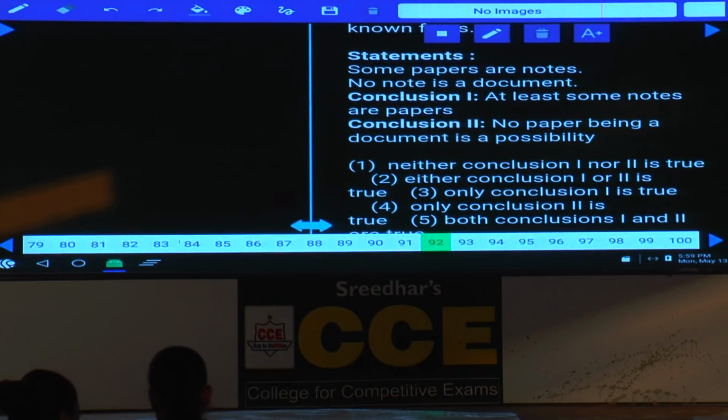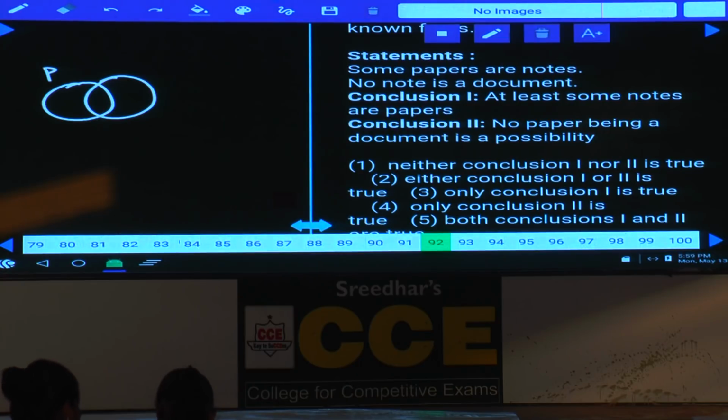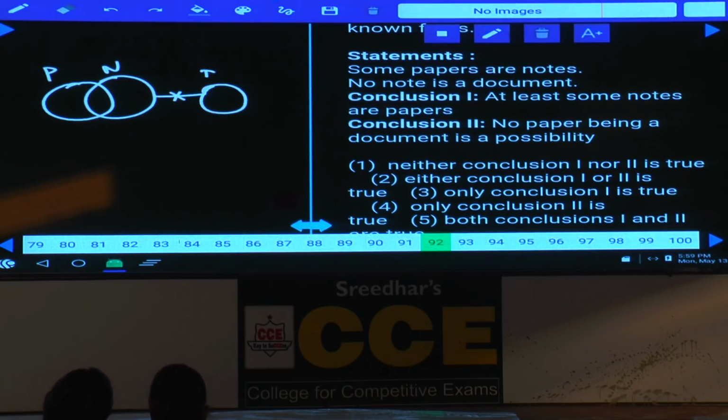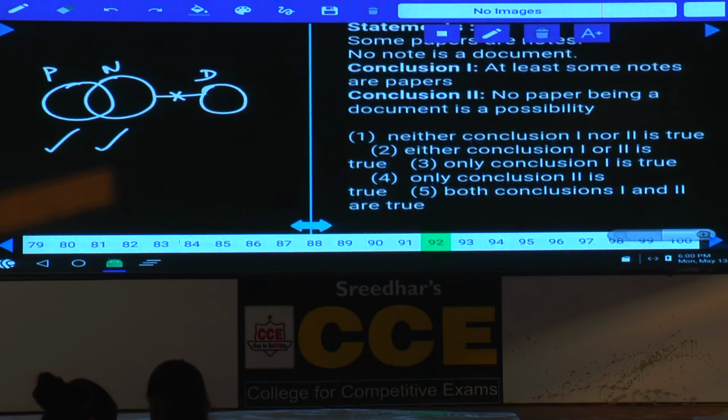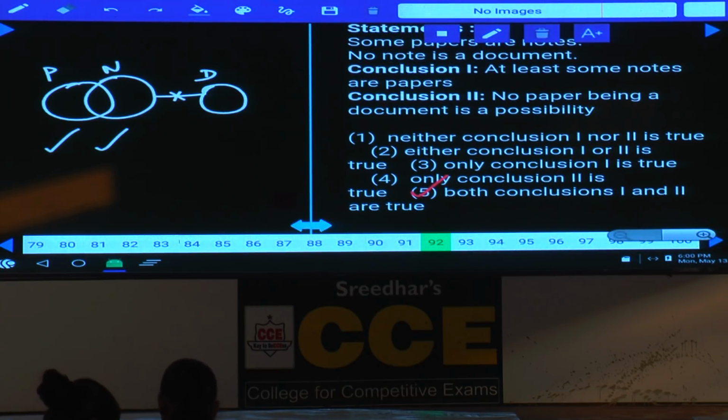Then question number 92. Some papers are notes. Some of the papers or notes can be written like this, paper and note. And no note is a document. No intersection between note and document. And first one, some notes are papers, is definitely true. And no paper is a document is a possibility. No paper is a document is also possible. Hence, what is your answer here? Both 1 and 2, that is choice 5.